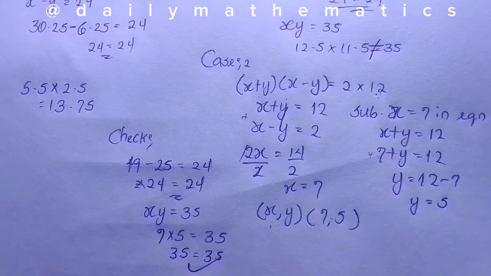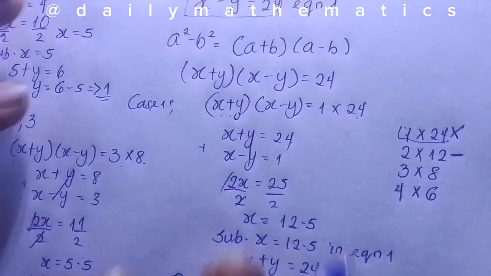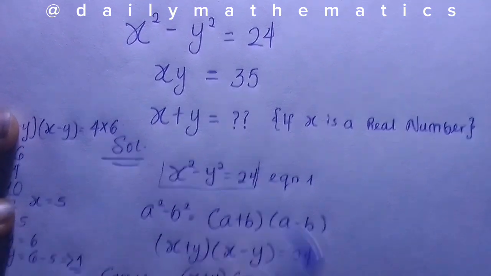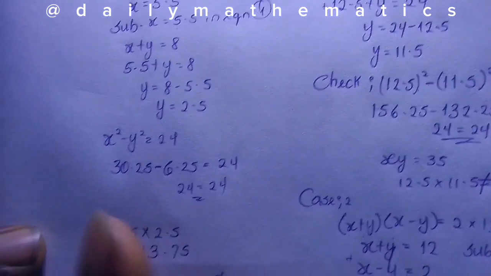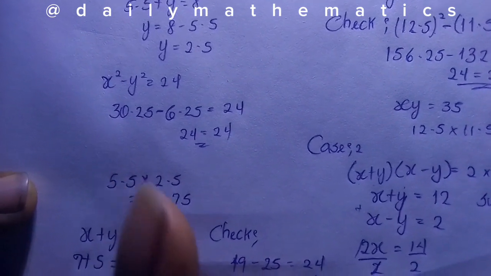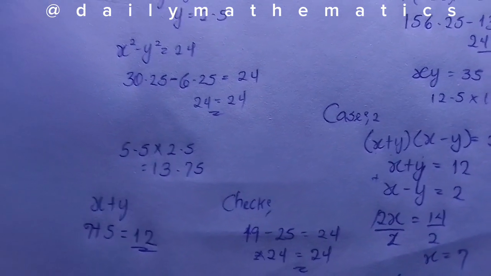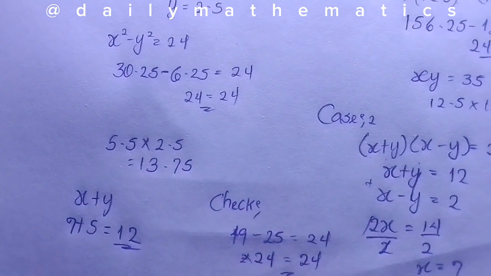So we'll take that. We are asked to find x plus y in the question. The question says find x plus y. So we come here, x plus y, x is 7, y is 5. 7 plus 5 gives us 12. So the answer is 12. That brings us to the end of our work.